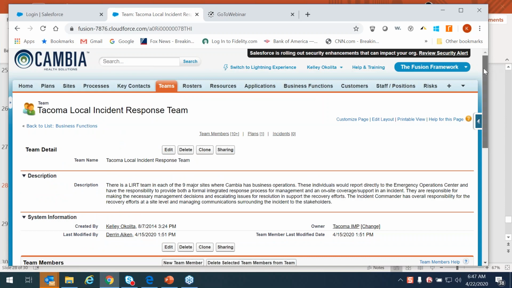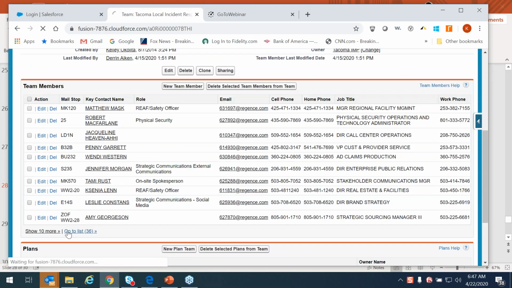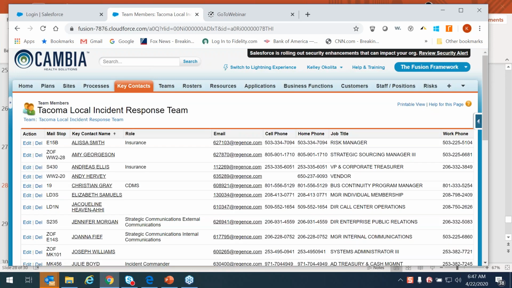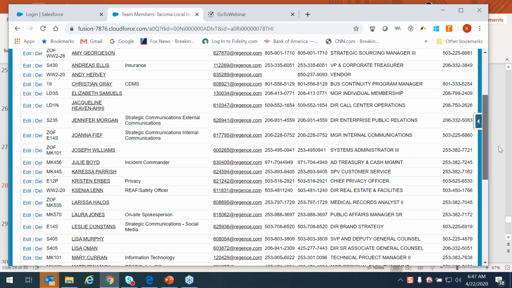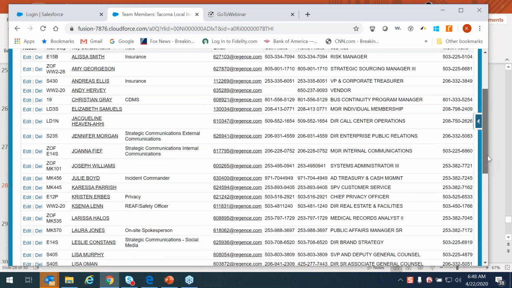Now, if I look at our local incident response team for the Tacoma site, you can see we have 36 people that are part of that local incident response team, from insurance people, strategic communications people. We have our incident commanders, our physical security people, our privacy people, our real estate and facilities people, our IT people, et cetera. So all of these people are assigned a role within this site.